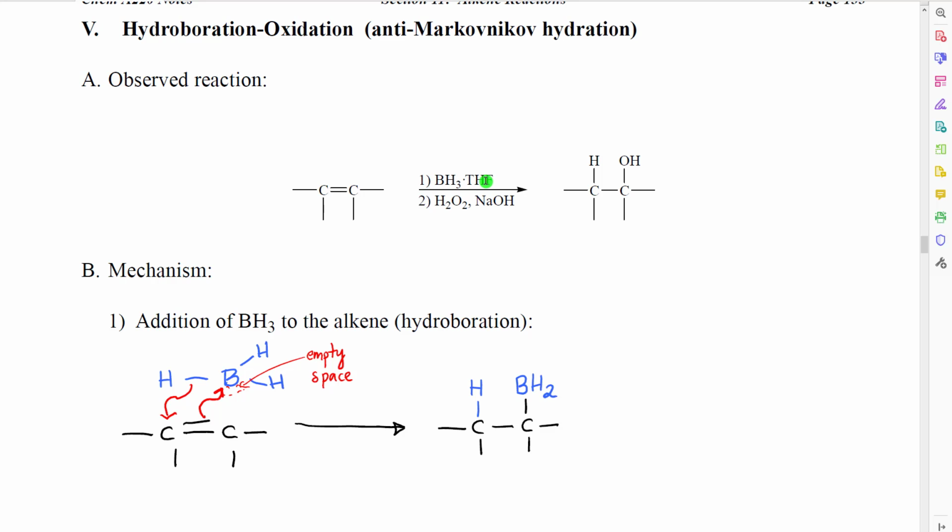After allowing the borane to react with the alkene, we treat that product with hydrogen peroxide and sodium hydroxide. The result of this will be, again, that our molecule will have had its double bond converted to a single bond, a hydrogen attached on one side, and a hydroxyl group on the other.